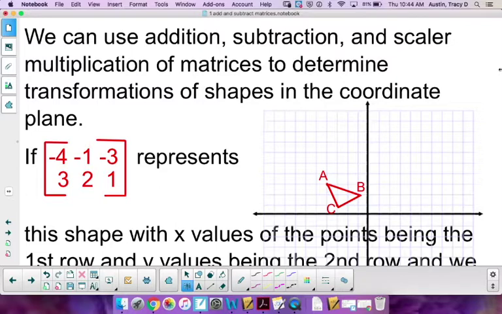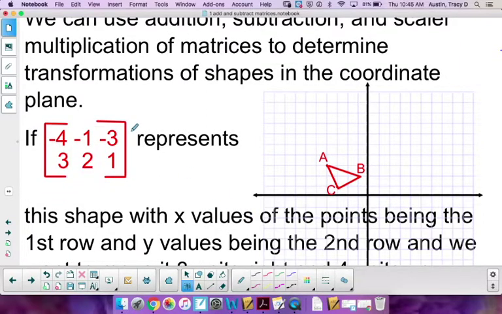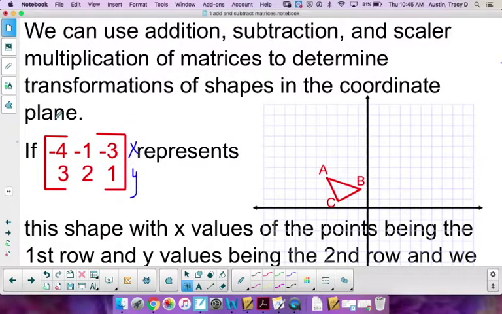Okay, so we're going to use a matrix to represent a shape, and it doesn't necessarily have to be a triangle. The matrix could be any size that we want, and we're going to transform it. Okay, so we have this triangle in the coordinate plane, and if we label our matrix to show that it represents this shape, as stated down here, all your x values are in the first row, so that's x, and all your y values are in the second row. So we've labeled our rows, and then we're going to label our columns.